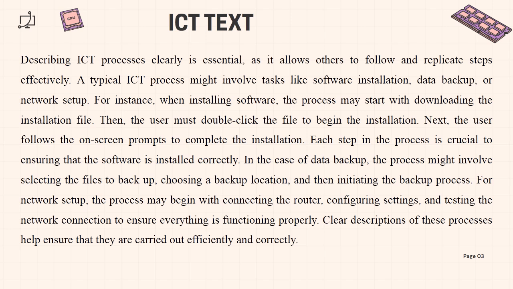In the case of data backup, the process might involve selecting the files to back up, choosing a backup location, and then initiating the backup process. For network setup, the process may begin with connecting the router, configuring settings, and testing the network connection to ensure everything is functioning properly. Clear descriptions of these processes help ensure that they are carried out efficiently and correctly. So here we can see the description of the main or the common ICT processes.